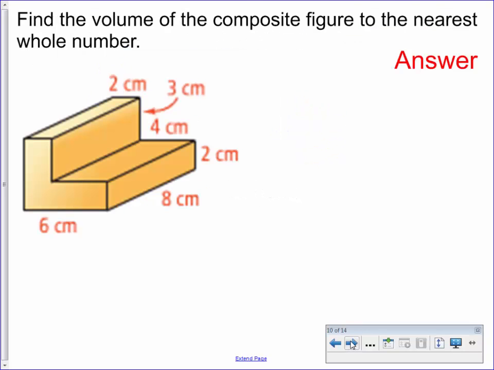All right, sometimes they give you a composite figure, which means two different shapes put together in one. You're trying to find the volume of this. Well, I'm just going to break it up into two rectangular prisms, and volume is length times width times height.